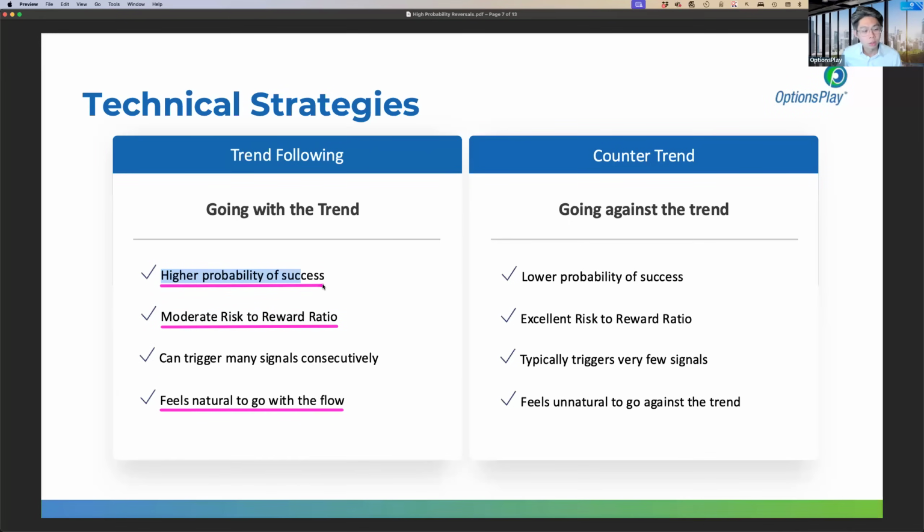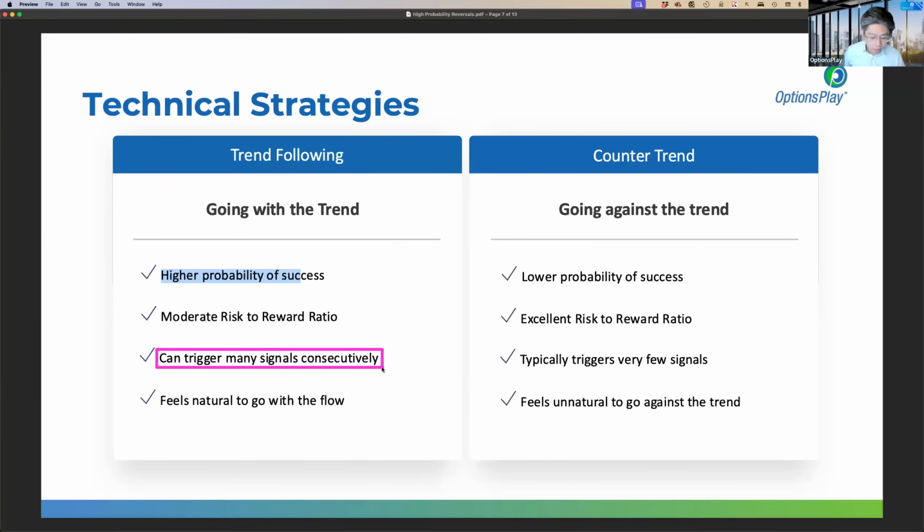And one interesting hallmark of trend following strategies is that it can trigger many signals consecutively on the same stock. What that means is that you can get a trend following signal on one stock, enter that particular security, maybe 3-4 weeks later, you get another buy signal on that same stock. And then 3-4 weeks later, you get another buy signal. So you could find yourself trading the same stock over and over again repeatedly for what could be months on end on the same security.